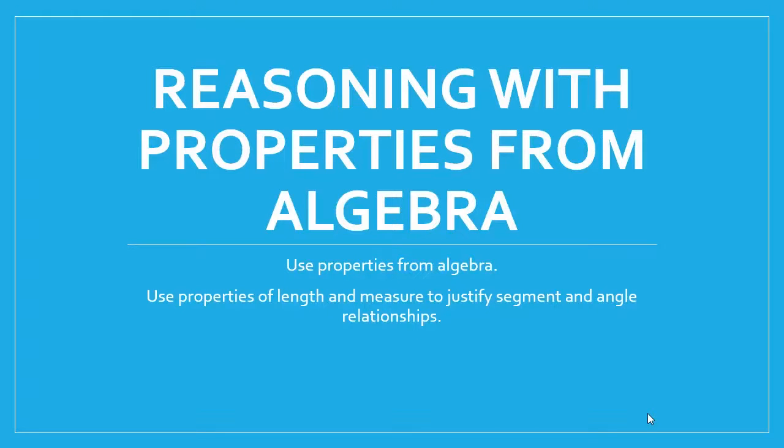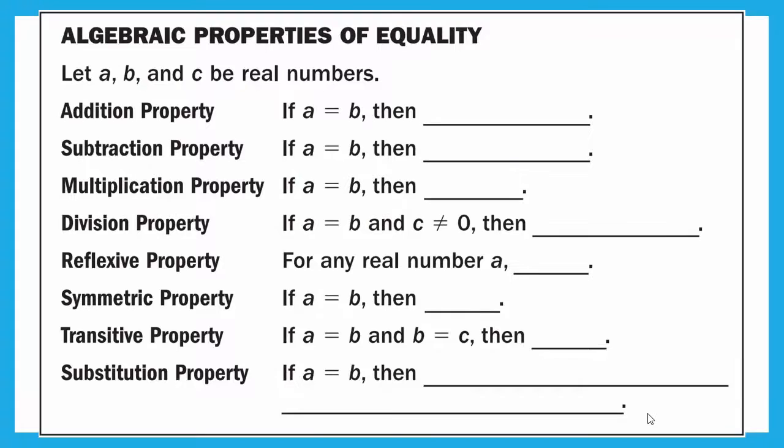Hello, in today's lesson we are looking at Chapter 2, Section 4, Reasoning with Properties from Algebra. Our objectives are to use properties from algebra and use properties of length and measure to justify segment and angle relationships. We start with some algebraic properties of equality.